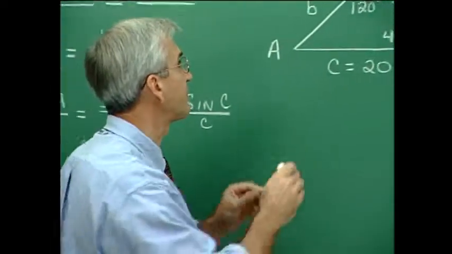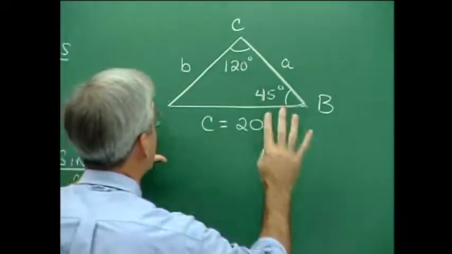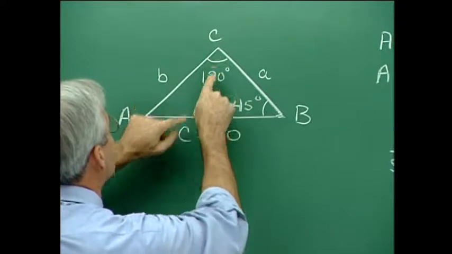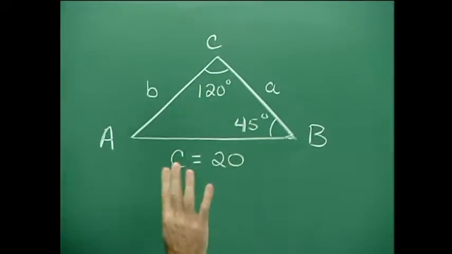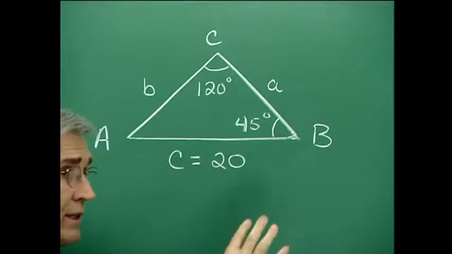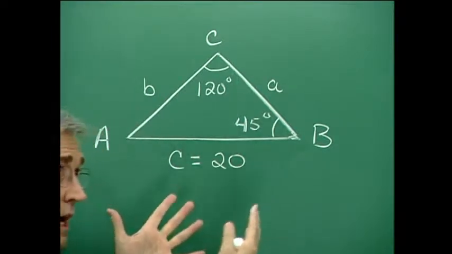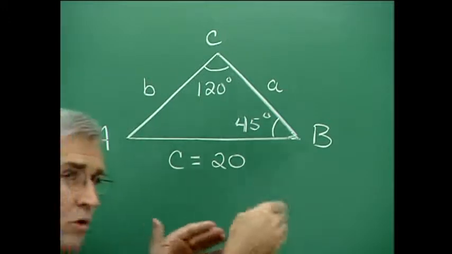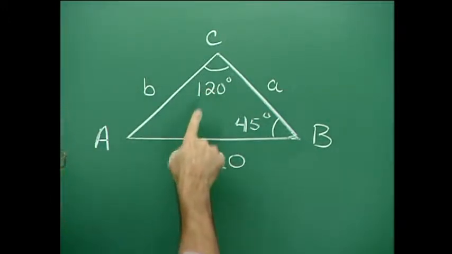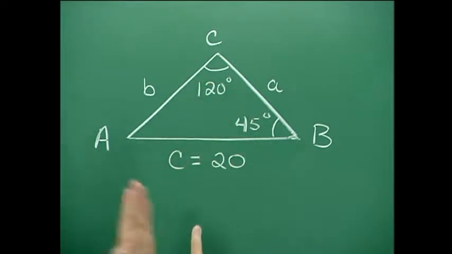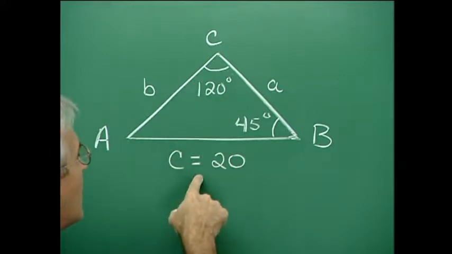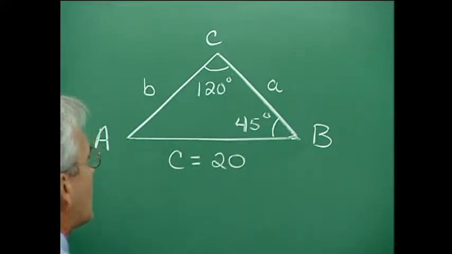Let's take an example. Let's get the lay of the land here. We have side C is 20. This angle C is 120 degrees. I'm noticing that we have the length of one side, that's part of the criteria to use the law of sines, or the law of cosines, which will occur in the next section. And we have an angle side opposite pair, and that allows us to use the law of sines. Now we have this other angle as 45 degrees.